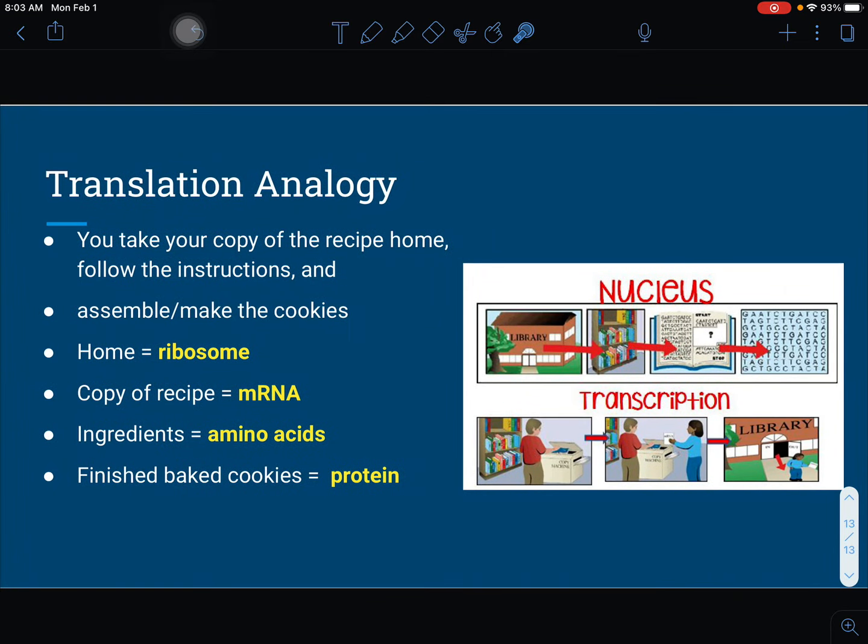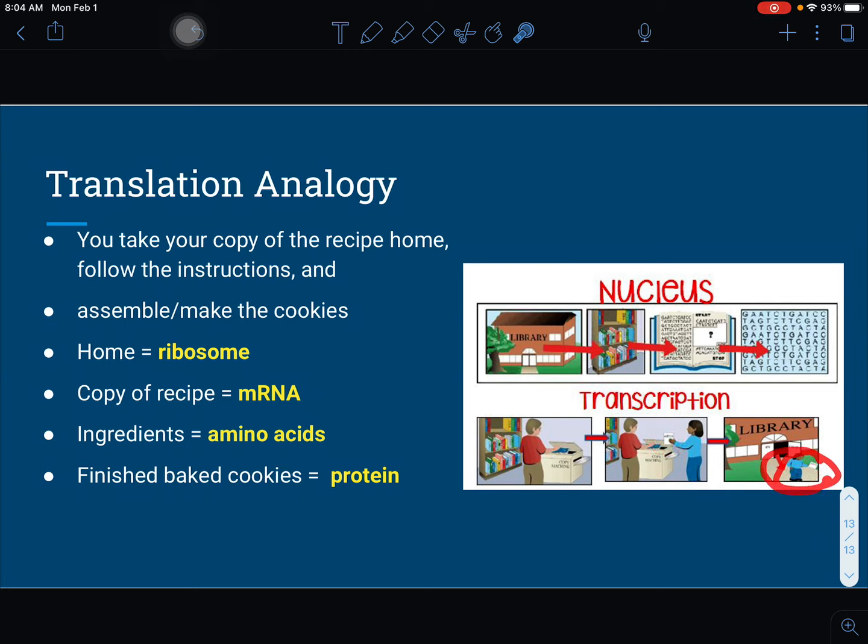Okay, so again, if we go back to our library translation of that chocolate chip cookie recipe, transcription occurred in the library, in the nucleus. We have the special library recipe book that has instructions on how to assemble a chocolate chip cookie, and that's DNA. But you can't take that book home, so you make a copy of the instructions, the recipe, in the form of mRNA, and then that copy can leave the library. That's transcription.